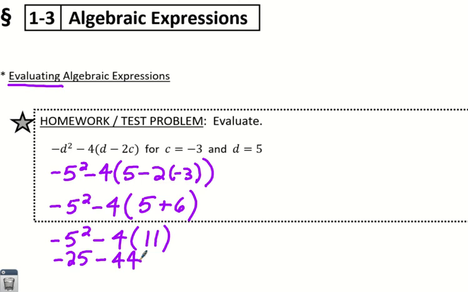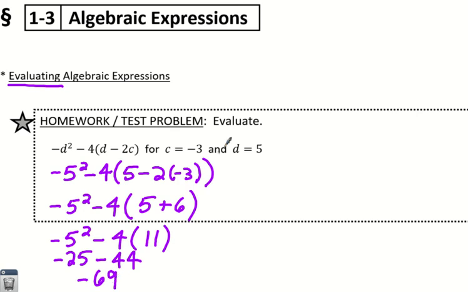I don't want to be a hypocrite right now, because you shouldn't do all things in your head, but I'm going to go out on a limb and say negative 25 minus 44 in my head is negative 69. So that should be the final answer to that evaluate problem.